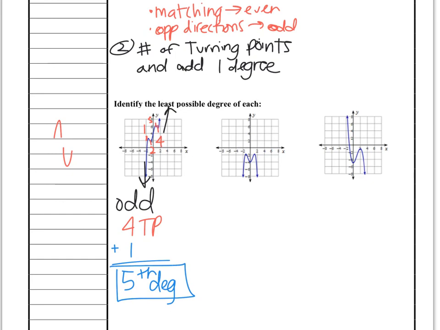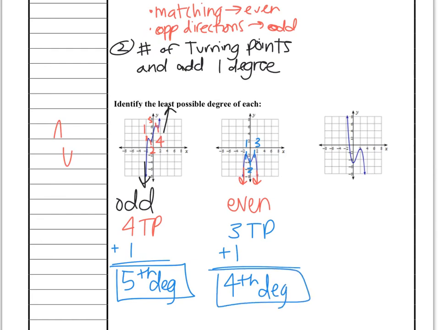On this next one, we've got ends that are going in the same direction. They're both going down, so this means it must be even. And we look at the number of turning points. I see 1, 2, 3. So again, I'm looking for those hills or valleys, those humps, or the ones that go upside down. I don't know what to call those. So we've got 3 turning points, and then we have to add 1, and so it's at least a 4th degree polynomial.